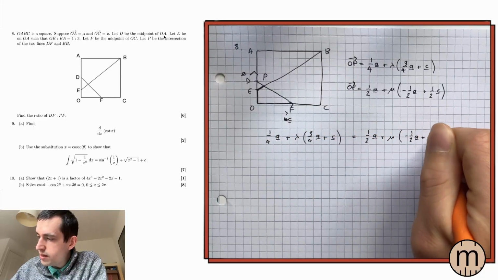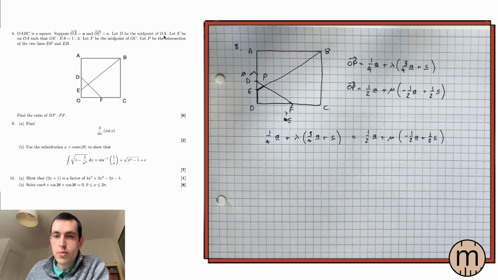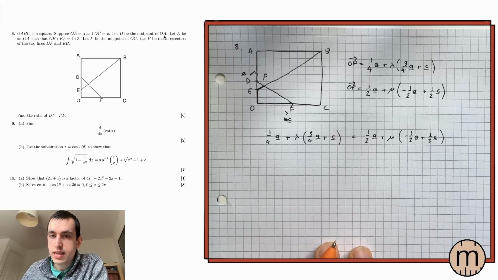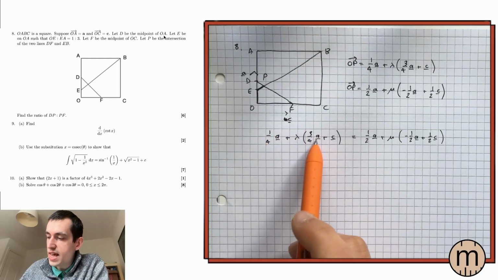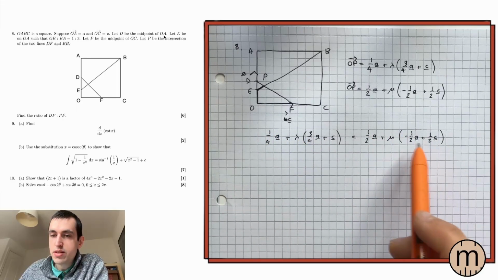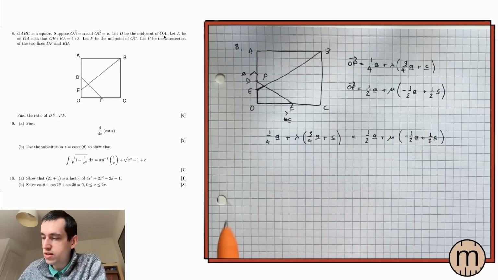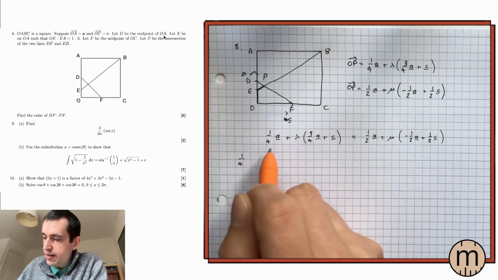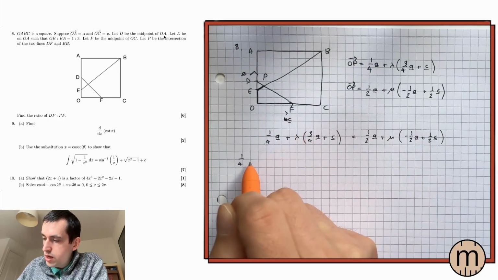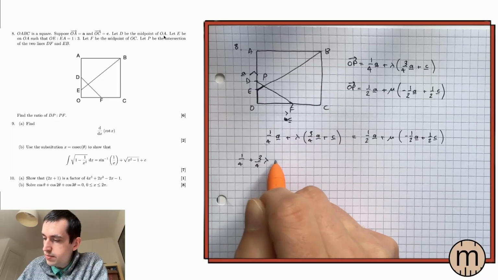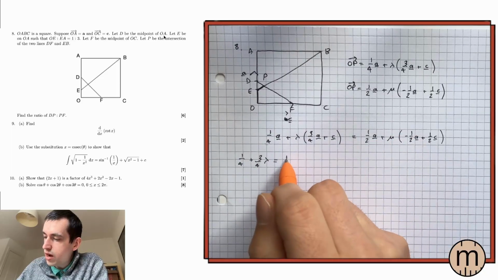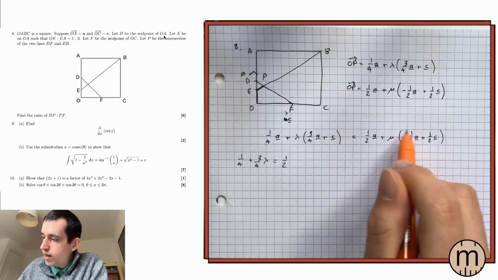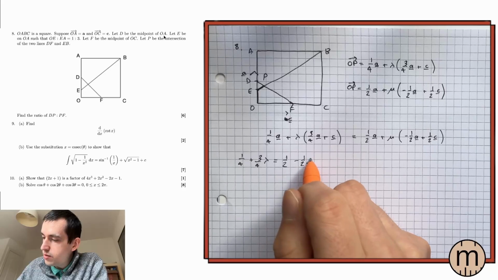So now comes the lovely bit where we can actually find the values of lambda and mu. We are comparing coefficients now. All of the coefficients of the A's on one side should be the same as the coefficients of the A's on the other side. So on the left, we've got 1/4 and we've got 3/4 lambda. On the right, we've got 1/2. And what else we got? We've got minus 1/2 mu.